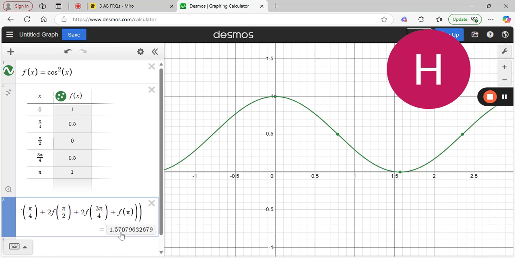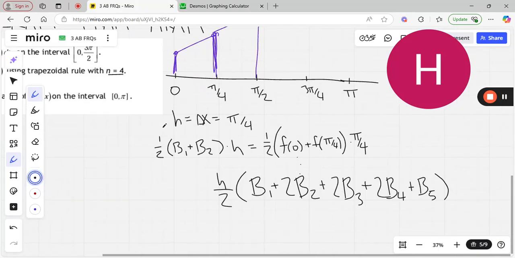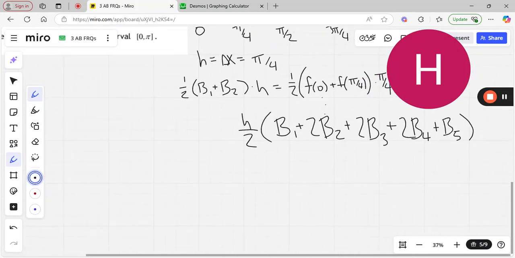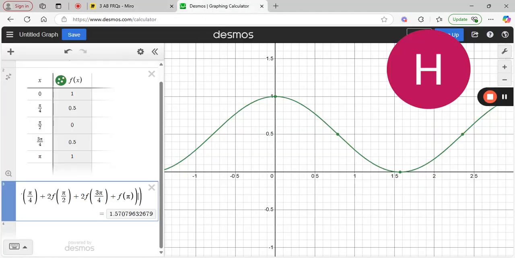And put that all together, and we get 1.5707, which could be rounded up to 1.57. Okay, so we can say that this is approximately 1.571. That's how we use Desmos very quickly for this.